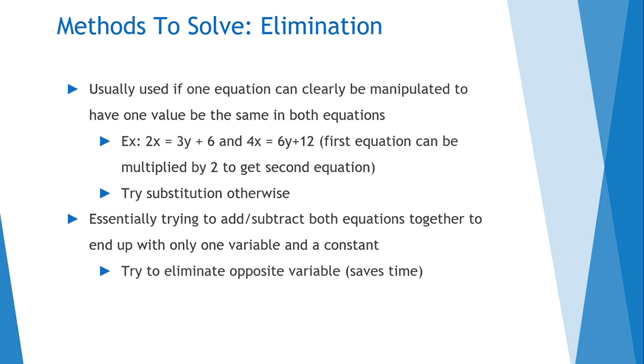The process is essentially adding or subtracting both equations together. Since one variable is the same in both equations, we will cancel out that variable and we'll end up with a variable equaling a constant, which is easily solved. Like substitution, we want to make sure that we're canceling out the opposite variable to the one we want to find. This just makes it easier on ourselves to get the right value faster.